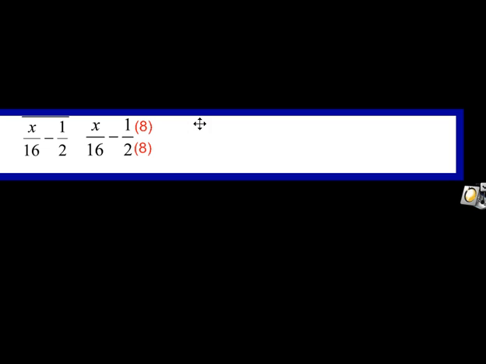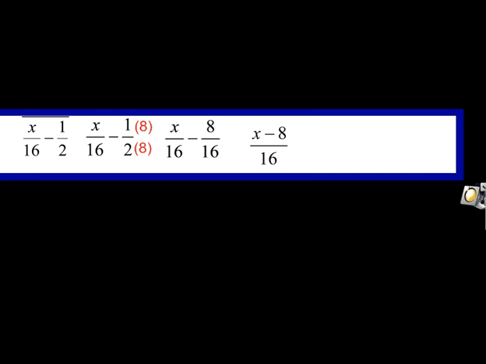Anyways, I digress. So I get x over 16 minus 8 over 16, right? Because I didn't multiply by anything in this fraction, so it's just x over 16. 1 times 8 is 8. 2 times 8 is 16. Now I could join that together as one fraction, and I get x minus 8 over 16.